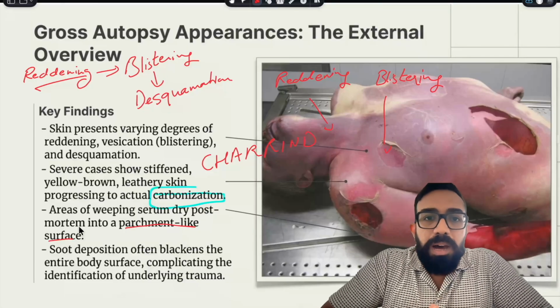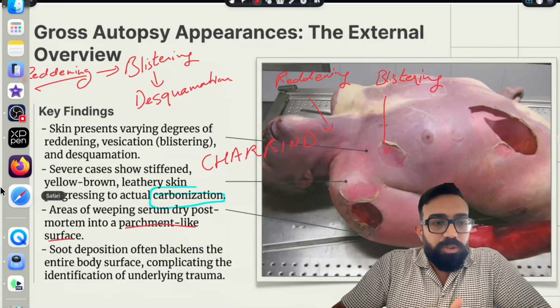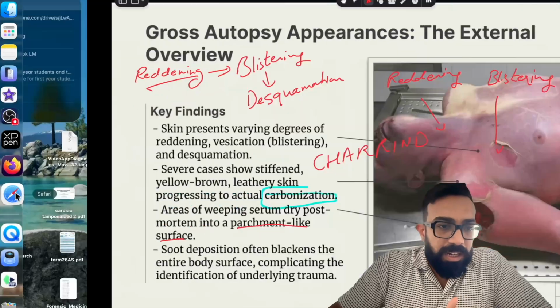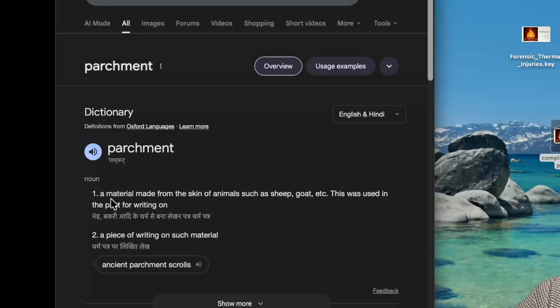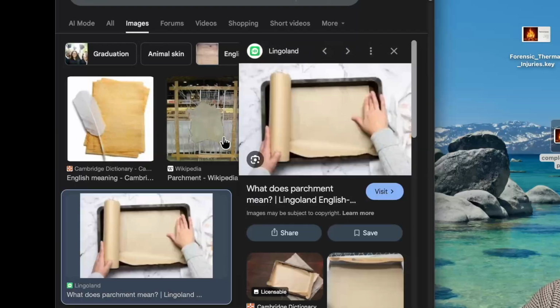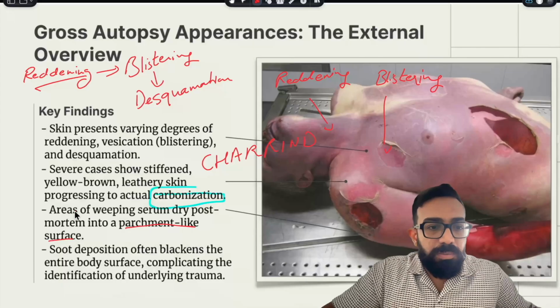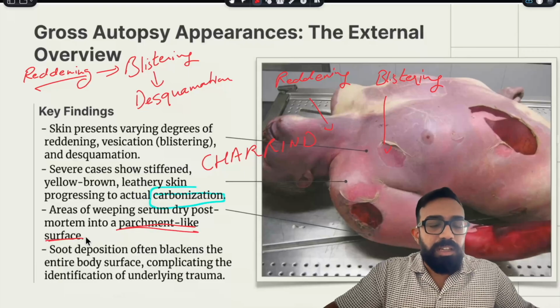What exactly is parchment? Most Indians, English is not the primary language. So parchment is a material made of the skin of animals and was used in the past for writing. In the past, there was no paper, so people used to make this kind of parchment from the skin of animals and write on it. This is exactly what a parchment looks like. It has a very dry texture. So there is a parchment-like appearance in burnt bodies.